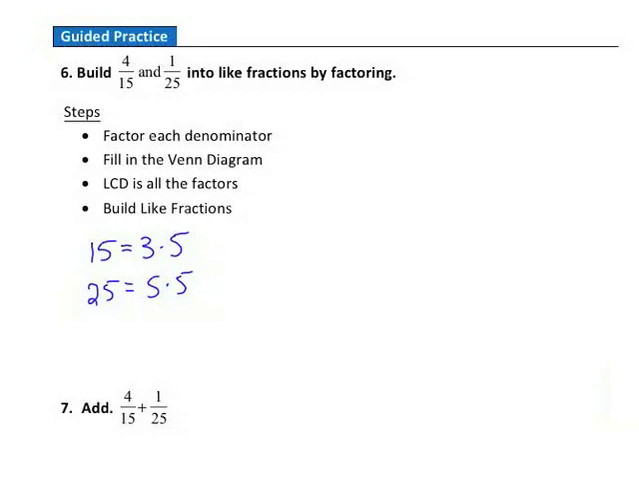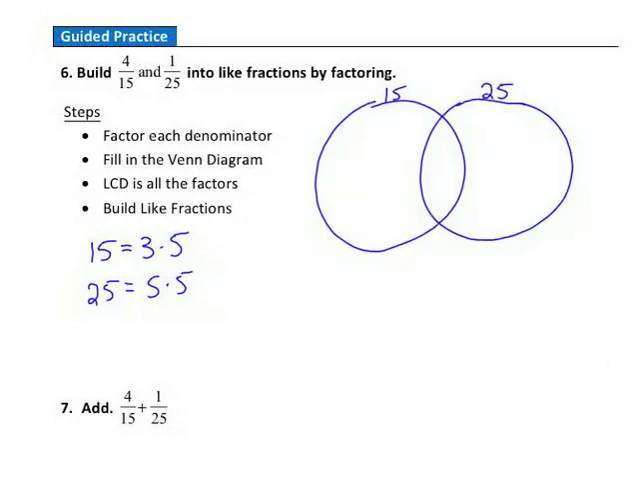Step 2, fill in the Venn diagram. Well, the factor that they have in common is 5, so that's going to go in the overlap. 15 has a factor of 3. 25 also has another factor of 5. Step 3, the LCD is all of these factors multiplied together. So let's see, I'll multiply 3 times 5 times 5. When I multiply those all together, 3 times 5 is 15, and 15 times 5 is 75.